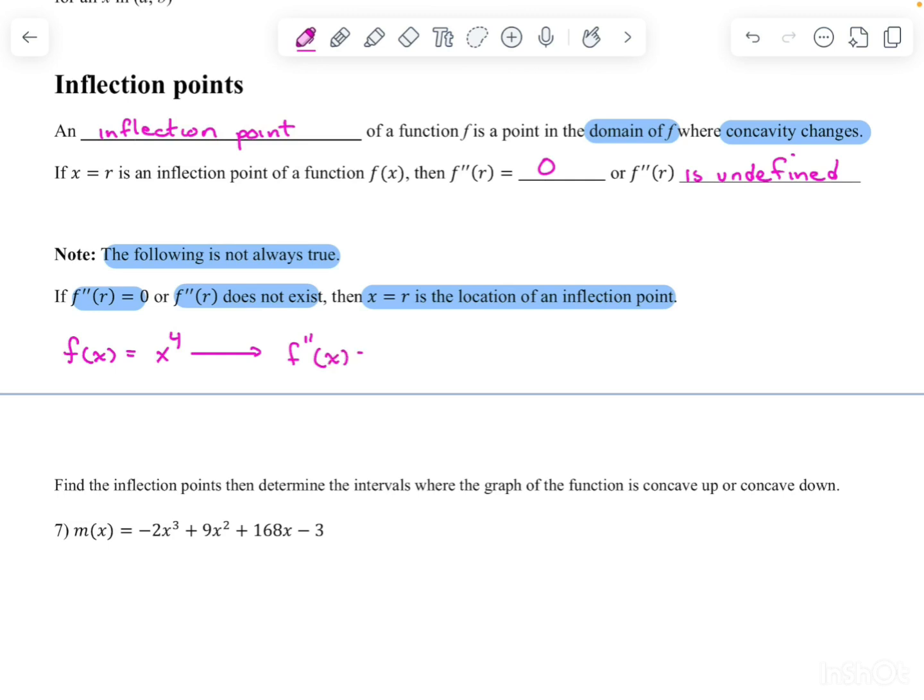The second derivative is 12x squared. If we set the second derivative equal to 0, then x is equal to 0. Now my claim is that even though the second derivative at 0 is 0, there is no inflection point at x is equal to 0 because the graph does not change concavity at x is equal to 0. So I'm going to graph x to the fourth in Desmos and show you that x is equal to 0 is not an inflection point.